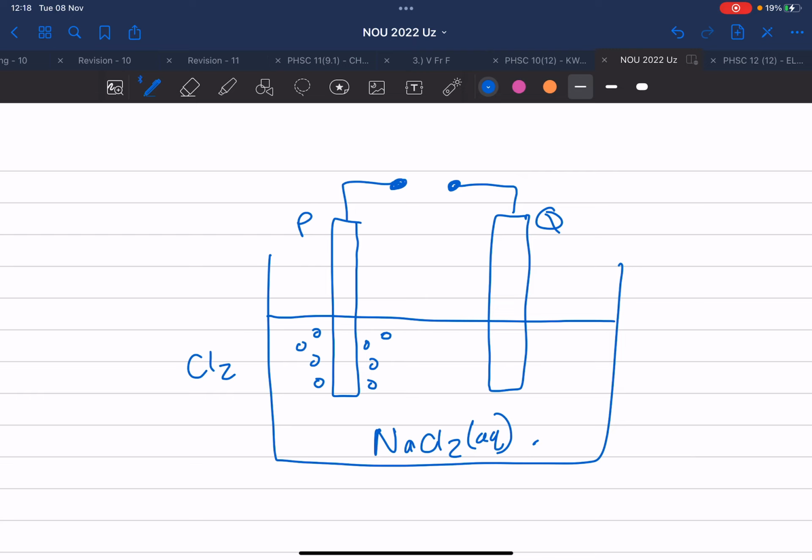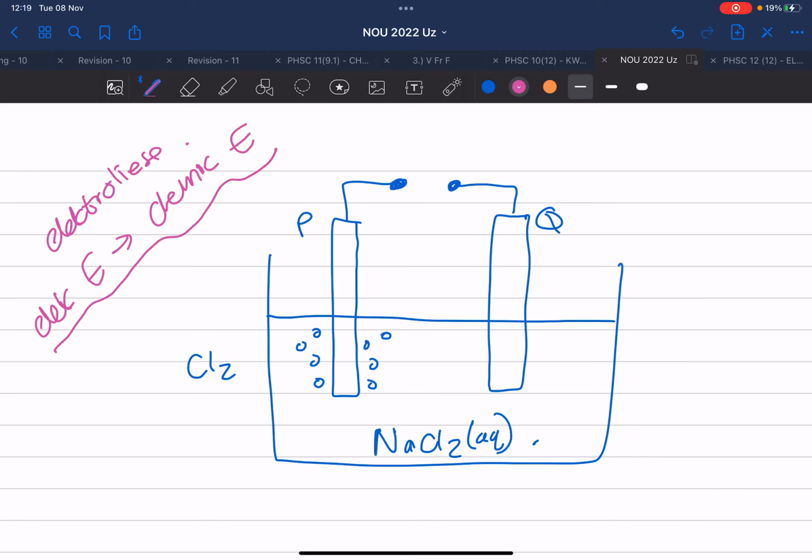Okay. So die elektrolise, dis 'n definisie wat jy moet gaan leer, dis wat hulle vra ook vir jou. Okay, jy moet weet elektrolise is waar jy begin met elektriese energie and you go to a chemical change or chemical energy. Okay, dis ook die eerste vraag. Maar daai is jou clue. Okay, so that's your clue.